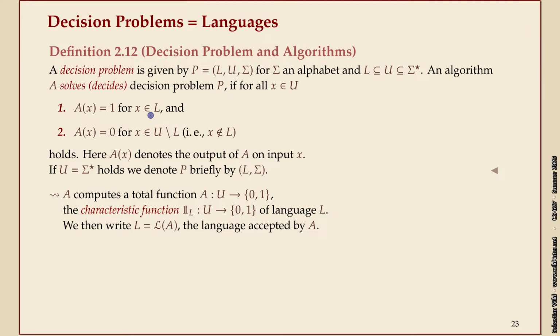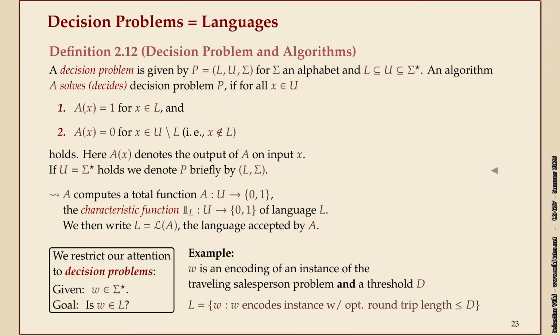I think this is all the same. The only new bit would be the notation. This calligraphic L of an algorithm, again, is this set L, this language that's accepted by outputting a 1 if you give it the element as input that's in the language. So again, decision problems, you're given some input and you ask, is it in the language? That's a yes-no question.